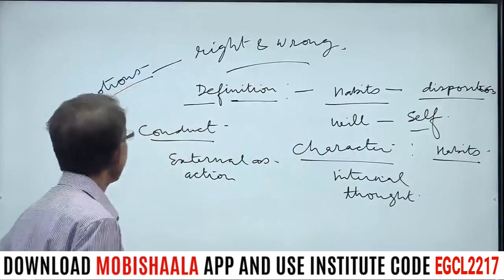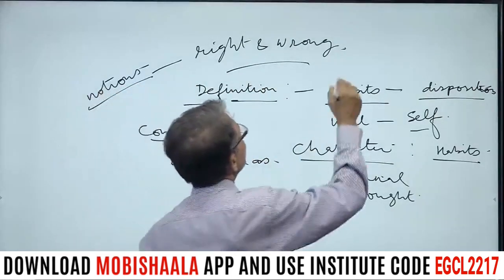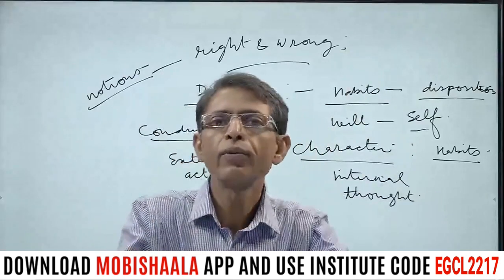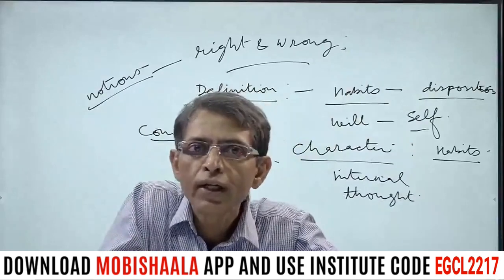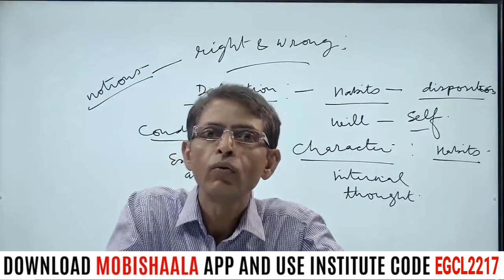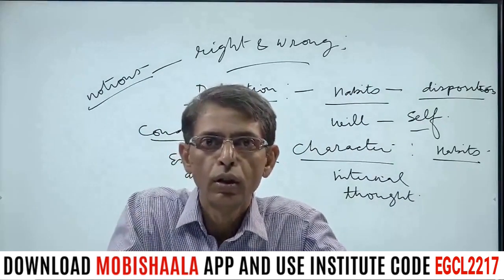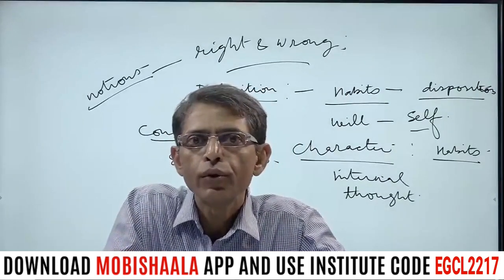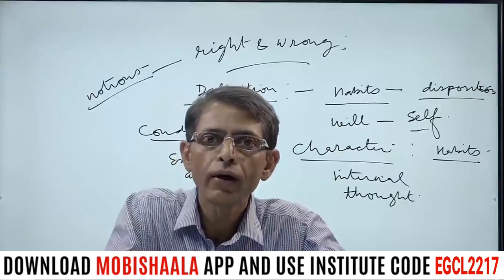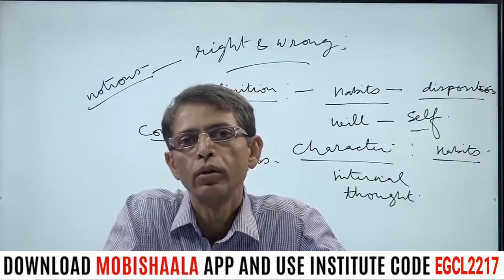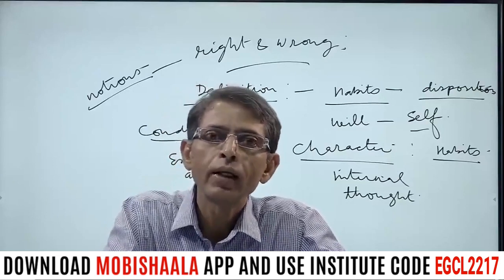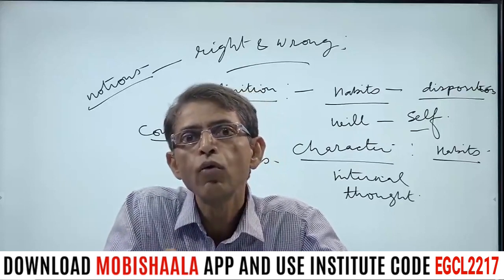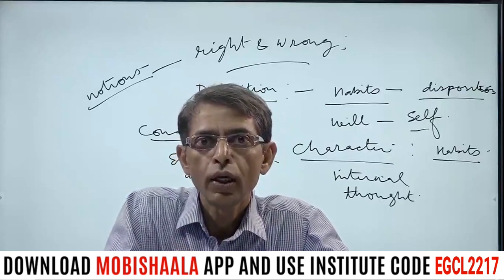Then further we say, this right and wrong presupposes something. What is right and wrong? The term right is derived from the root word rectus. Rectus means straightforward, and straightforward means according to rule. And wrong is just the opposite word of right. Right is a primary notion. Right and wrong are also subordinate to good.